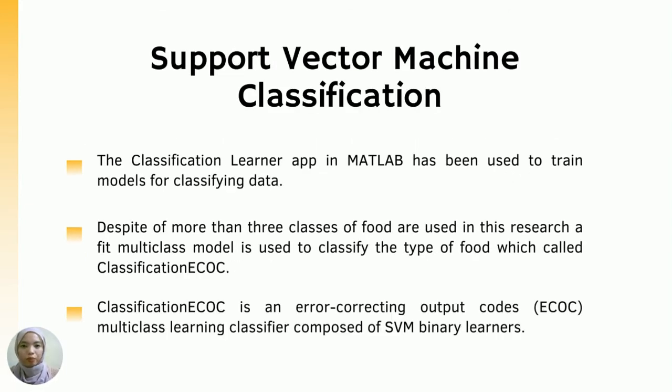So the next step is the support vector machine classification. The Classification Learner app in MATLAB has been used to train the models for classifying the image data. Since more than 3 classes of food are used in the research, a normal SVM can't be used. So the fit multi-class model will be used to classify the type of food, which is called the classification ECOC. This ECOC is basically an error-correcting output codes multi-class learning classifier that is composed of SVM binary learners.